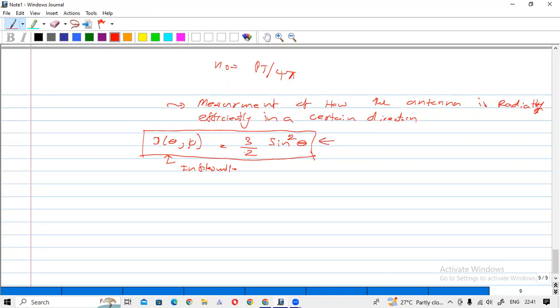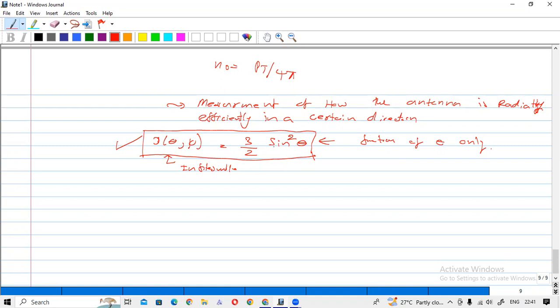And you can see that the directivity function is a function of theta only in this case. It is not depending on phi. But for some antennas, it can be a function of phi, or it can be a function of both theta and phi. So this is the directivity function of the infinitesimal dipole. Try to find this by yourself.